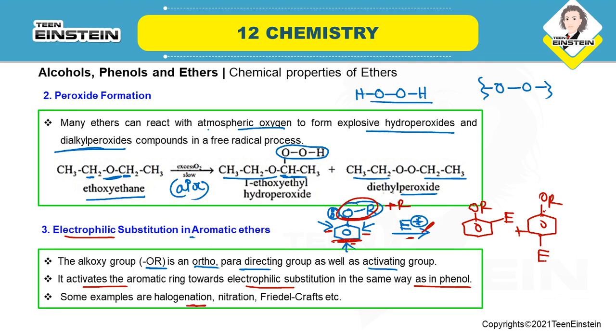Some examples are halogenation of aromatic ether. Suppose you take simply PhOMe. After halogenation with bromine, there will be insertion of bromine at ortho and para. If you are doing nitration, that means the electrophile is now NO2 plus, NO2 will be inserted at the ortho or para position. If it is Friedel-Crafts reaction, it may be Friedel-Crafts acylation or Friedel-Crafts alkylation. If it is alkylation, some R group will be inserted at ortho and para. If it is acylation, some acyl group will be inserted at the ortho position or para position.